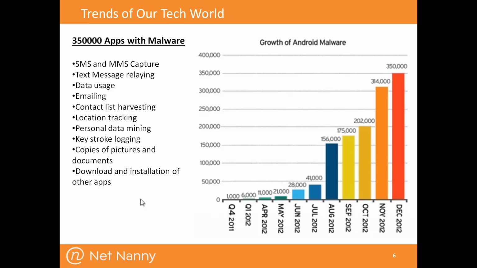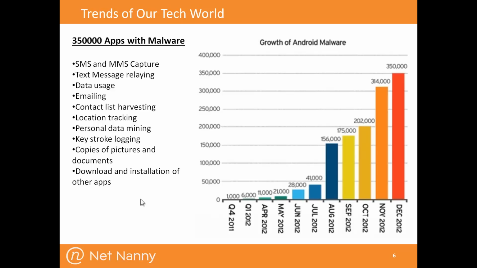Things like location tracking, personal data mining. Once you install an app on your phone that has malware embedded in it, it can actually obtain this information and send it off to a company or a person who created the app. Keystroke logging. Creating copies of your pictures and your documents. In addition to that, there are some malware apps that support download and installation of other apps without your consent.